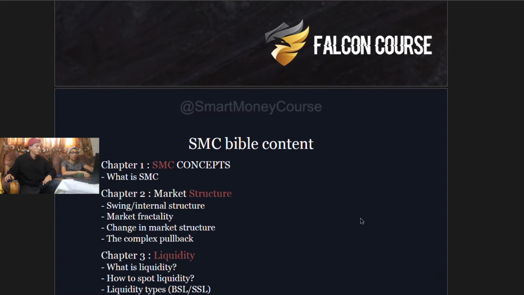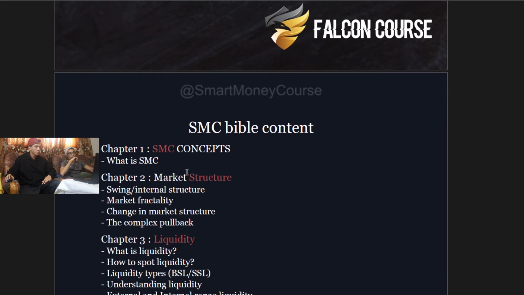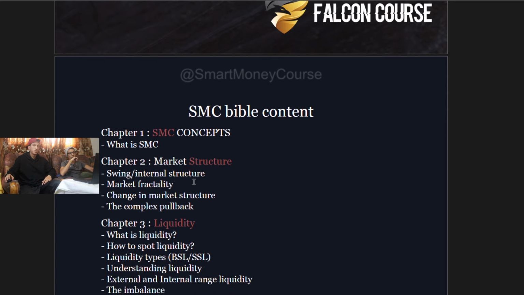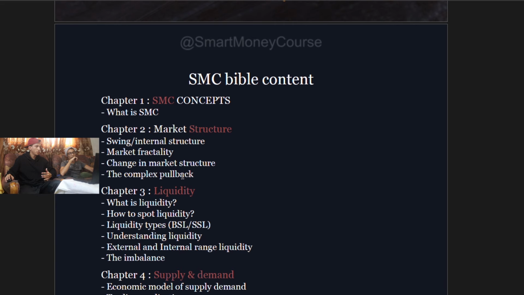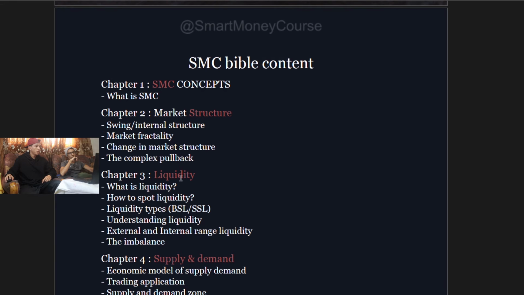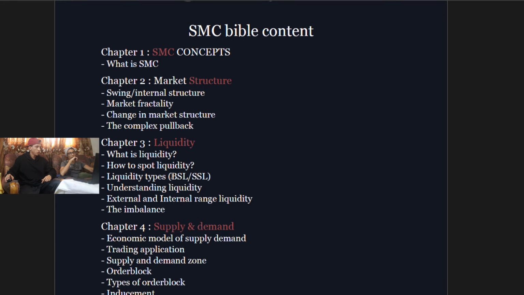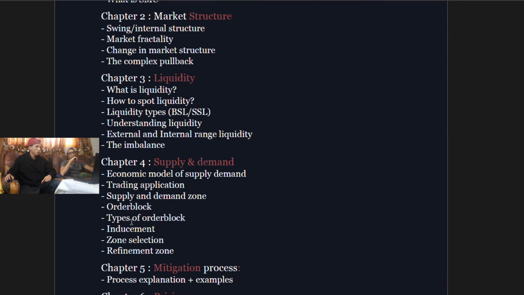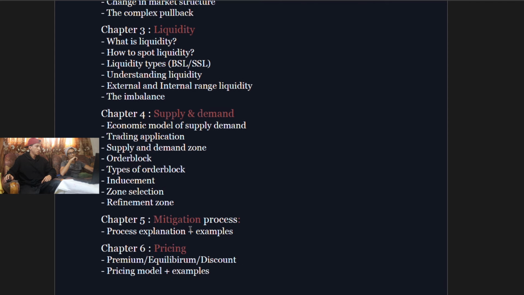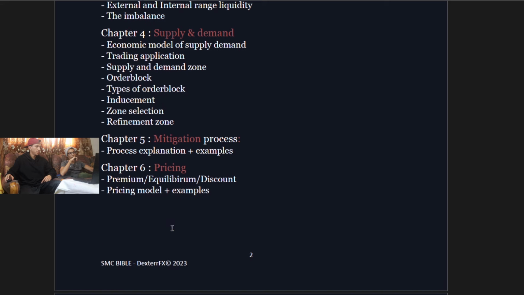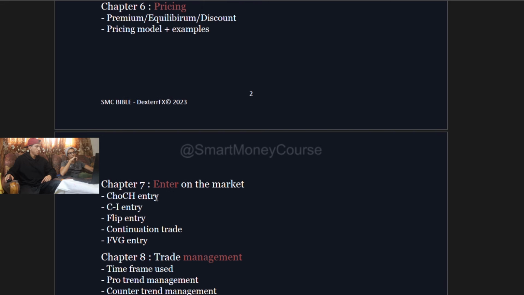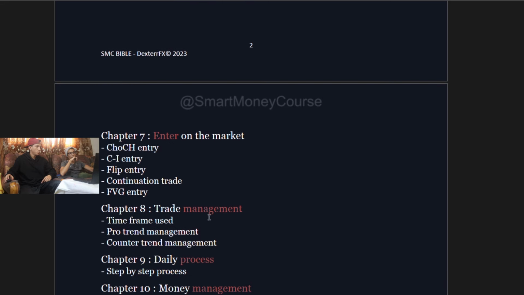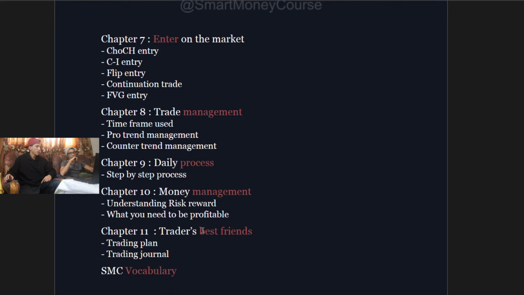There are the topics we will be covering in this book, which is chapter 1, what is SMC concepts. Chapter 2 is market structure, which is your trend, your uptrend, downtrend. Liquidity, which is a major topic with regards to SMC. We've got supply and demand, and there are subtopics with regards to this. Here we've got your mitigation process, chapter 6, which is pricing, and chapter 7, entering the market, trade management, daily process, money management, and so on.